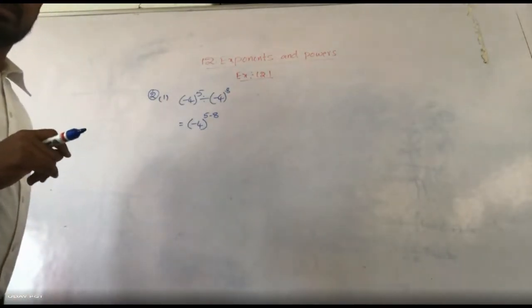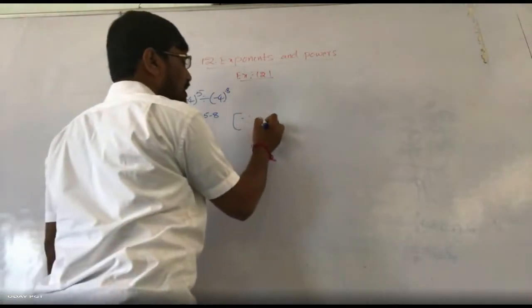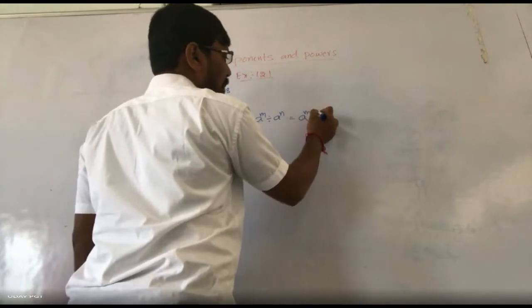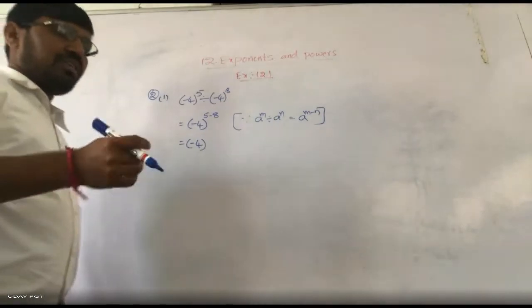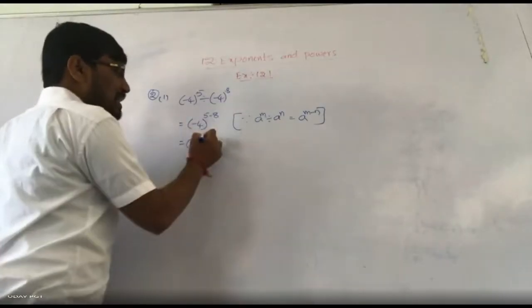Isn't it? Yes, sir. This can be written as minus 4. See here what law we are using: a power m divided by a power n is nothing but a power m minus n. This law we are using. Whatever law you are using, you compulsorily need to write that law. Now what you get: 5 minus 8 means minus 3.